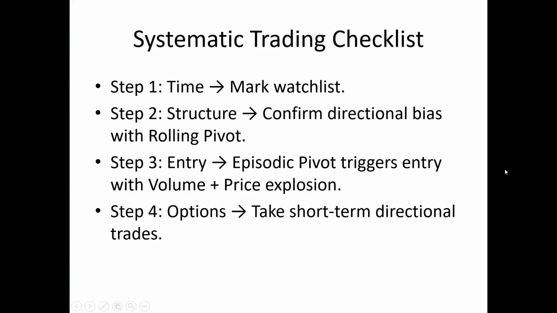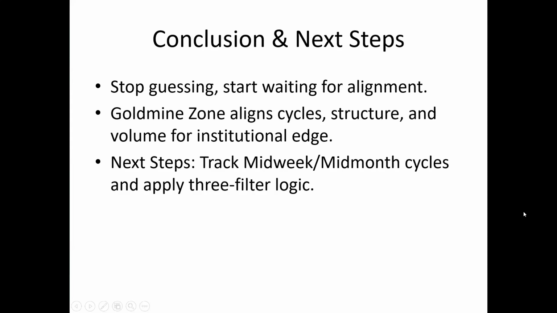So it is a systematic trading checklist. One is timing the market, you mark with the watch list. Structure, confirm directional bias with the rolling pivot. You need to confirm it. Entry is episodic pivot, which triggers entry with volume plus price expansion. Options, you take a short term directional trade. That is what is needed. You need to have a very short term, 3 to 4 days. That's it. You are entering there and you are finishing off the trade. That's how it is.